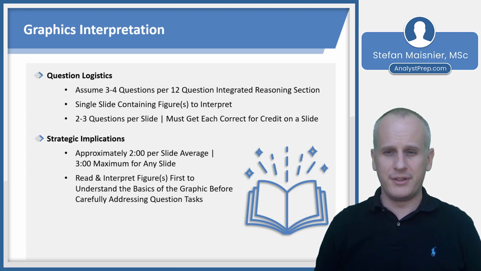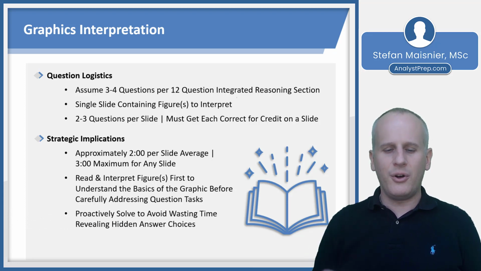And you want to make sure that you allow yourself the time to understand the figure before trying to address any individual questions. You also want to proactively solve for whatever they're asking to avoid wasting time revealing those hidden answer choices. Nothing on the Executive Assessment is done accidentally. They hide the answer choices on these questions because they believe that you do not need to see them to get the correct answer.